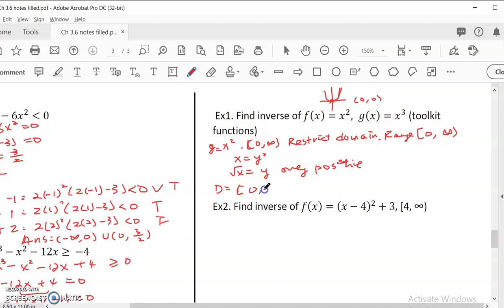So the domain is 0 to infinity. The range is also 0 to infinity. And we can write the inverse as f of negative 1 of x is equal to square root x.